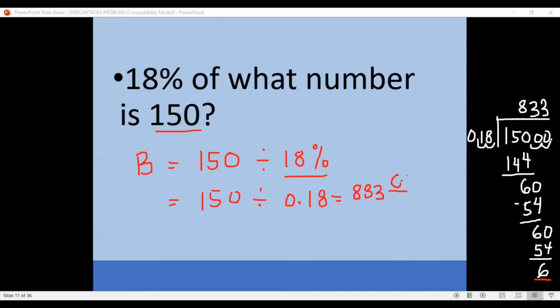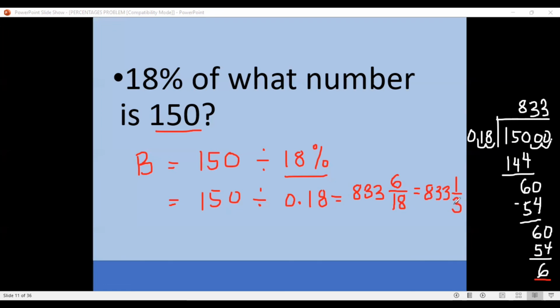Therefore, we just have to copy the 6 and then the 18 as your denominator. And of course, we need to get the lowest term of this, and the answer that you will be getting is 833. And the 6 over 18, when reduced to lowest term, you can divide this by 6. So 6 divided by 6 is 1. 18 divided by 6 is 3. So 833 and 1/3.